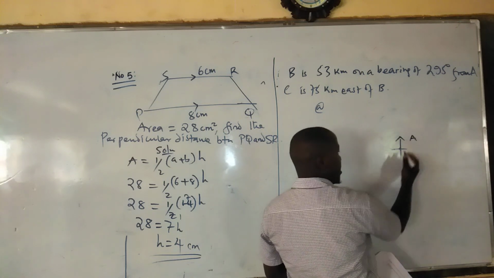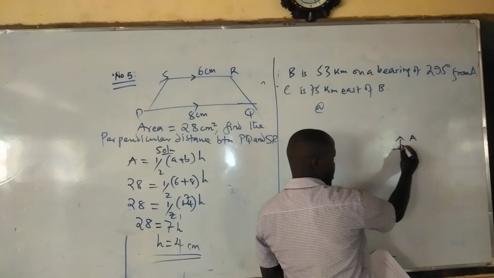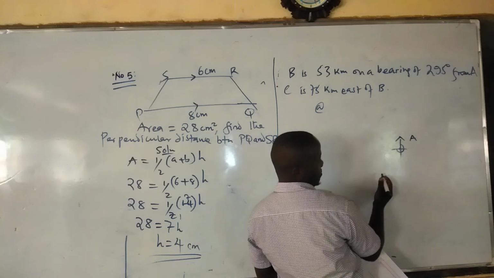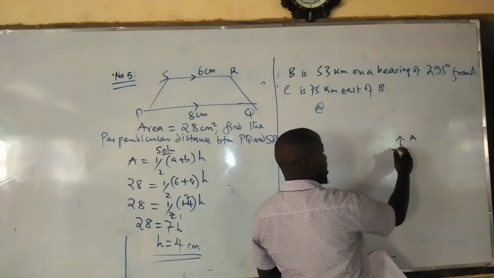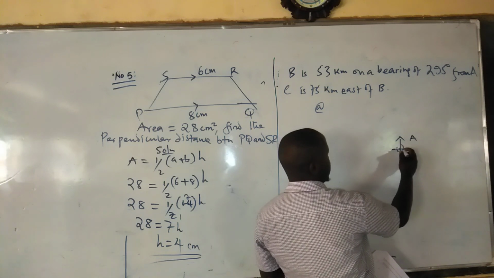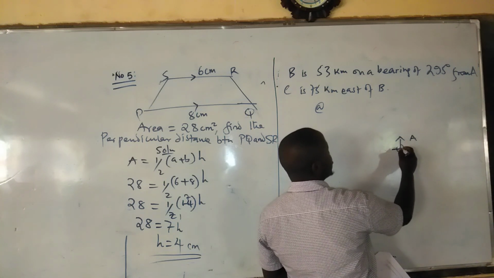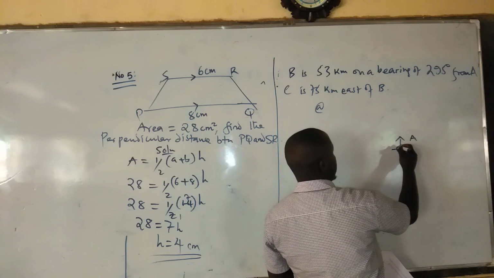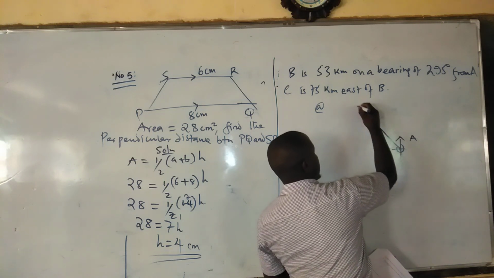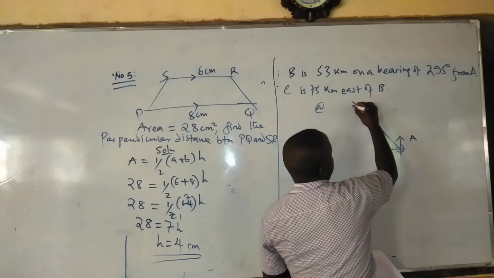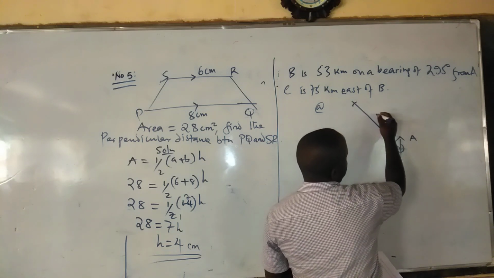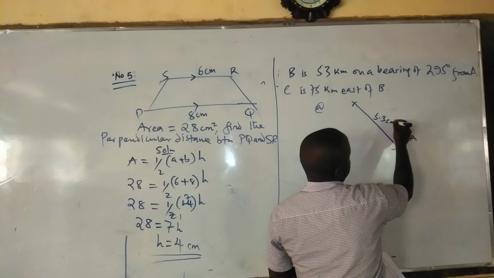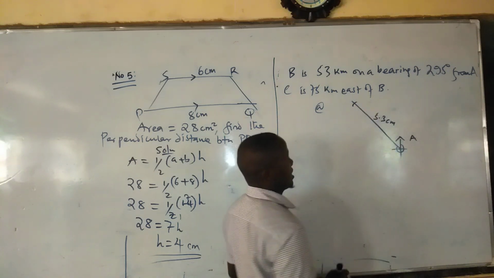295. This is A. So a bearing of 295 means this is already 270 because 90, 90, 90. So we add 25 here. So that will become 295. Therefore, a distance of 5.3 centimeters because it is 53 kilometers.